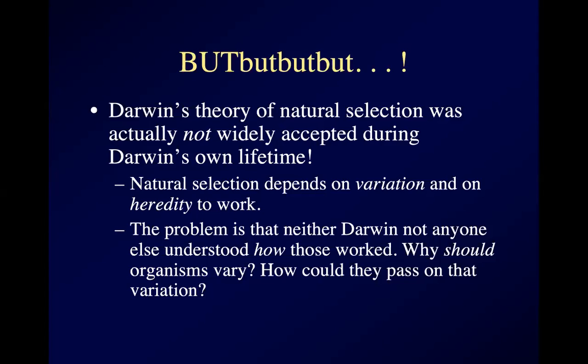The problem is that Darwin had no understanding of how those worked. Why do living things vary? How do they pass their traits on to the next generation? To be fair, neither did anyone else. This was a big black box back in the late 19th century. Nobody really understood how this worked. What I'm going to be talking about for the next 5 weeks or so is the gradual shaking of this black box.